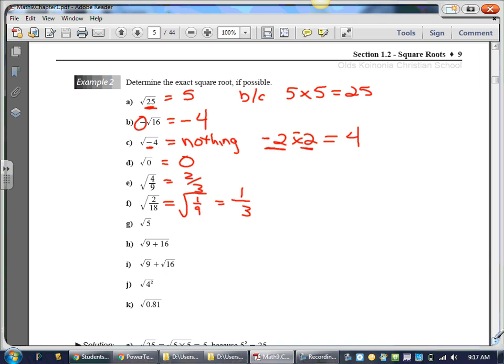Good job. Okay, square root of 5. Is there any such thing, like it's a rational number? No. So I'm just going to write, do you remember the symbol for irrational? It's a Q with a line over the top. It means irrational.